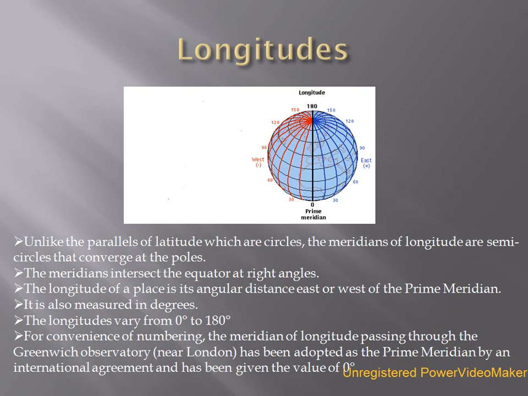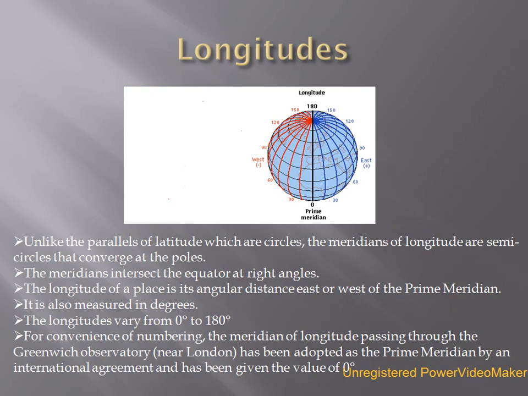Longitudes. Unlike the parallels of latitude, which are circles, the meridians of longitude are semicircles that converge at the poles. The meridians intersect the equator at right angles. The longitude of a place is its angular distance east or west of the prime meridian. It is also measured in degrees. The longitudes vary from 0 degree to 180 degree east or west.